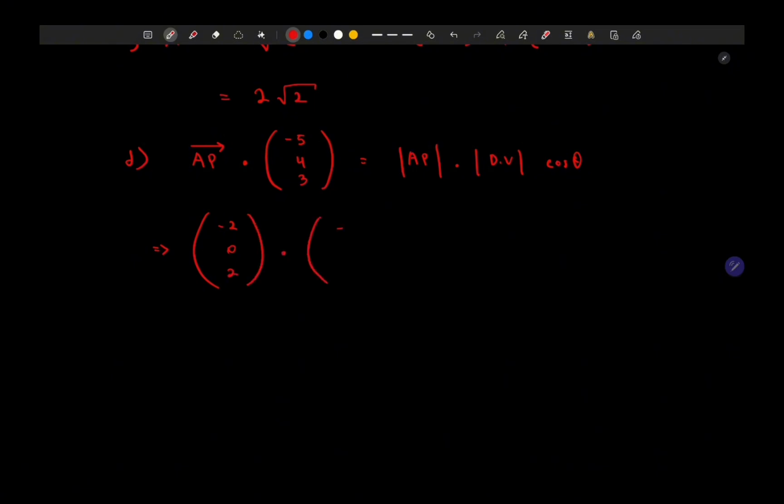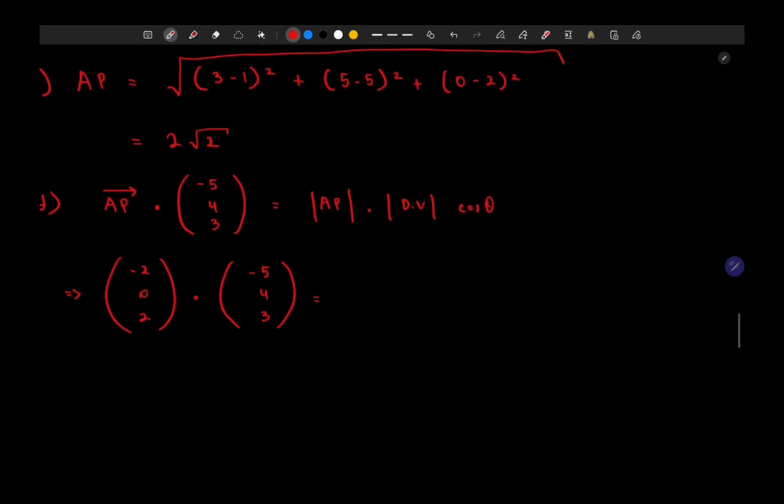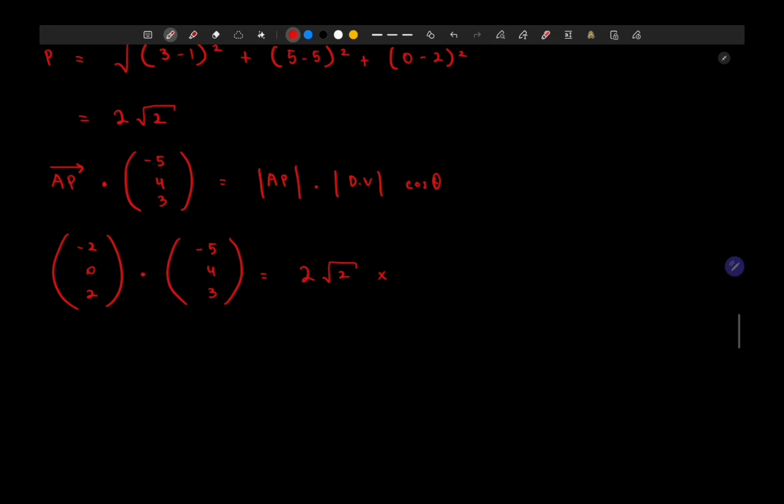multiplied by (-5, 4, 3) is equal to the modulus of AP vector. We know that the modulus of AP vector is 2 root 2. So it's 2 root 2 multiplied by the modulus of direction vector. So the modulus of direction vector will be the square root of (-5) whole squared, which is 25, plus 4 squared, which is 16, plus 3 squared, which is 9, times cos theta.